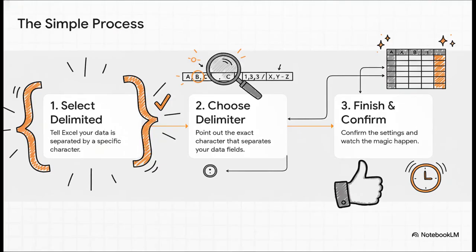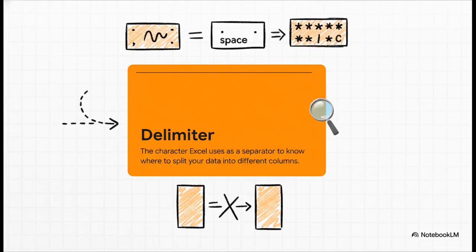And here's the entire process, right here. It's so simple. First, you're going to tell Excel your data is delimited. Second, you'll tell it what character, what delimiter, is separating everything. And then third, you just hit Finish and watch it all happen. Okay, so let's quickly talk about that keyword delimiter. It sounds kind of technical, doesn't it? But all it really means is the character that's acting like a wall between your pieces of data. It could be a comma, a space, or in our case, something a little weird. It's just the signal you give Excel for where to make the split.